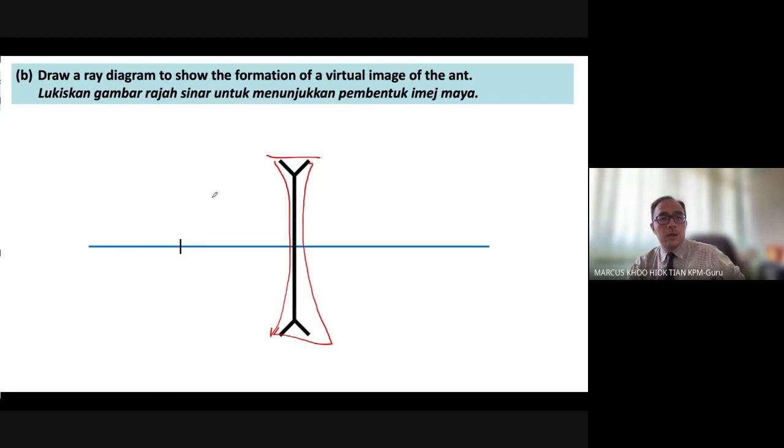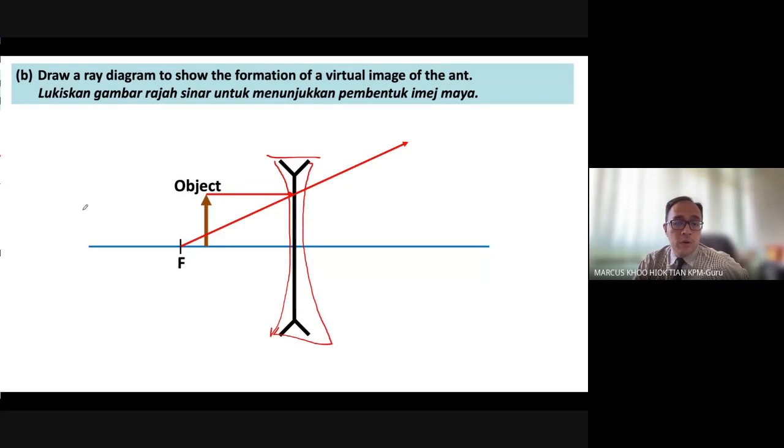Put the focal length somewhere over there, put the object near to the lens. So the object is over here, then draw two lines. One is parallel and then diverges out, appearing to come from F. The second one goes through the center, and then we will form the image over here. So this is our final drawing.